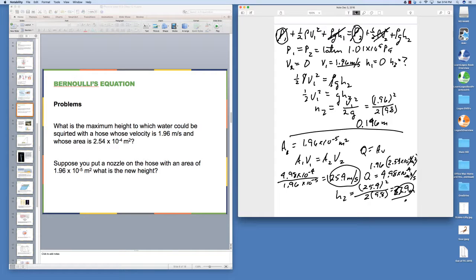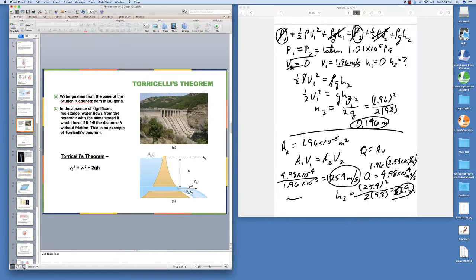So here's two problems using Bernoulli's equation. The first one is fairly straightforward, and you have to make a few assumptions here. And then the second one.